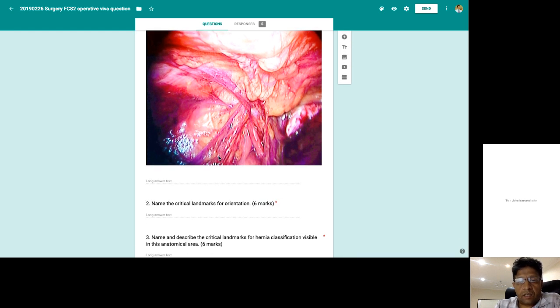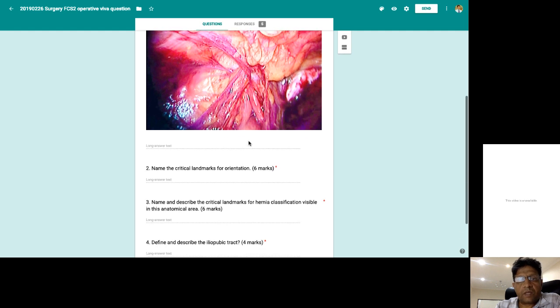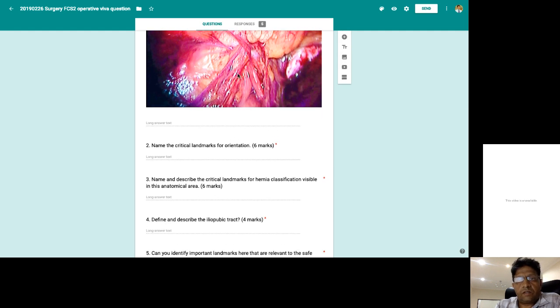These are the testicular vessels coming here. The vas deferens is probably coming from more medially, and the big vessels, the external iliacs, are in this region. You can't really see them that well. But once you've identified that, you should go extensively into describing the critical landmarks.